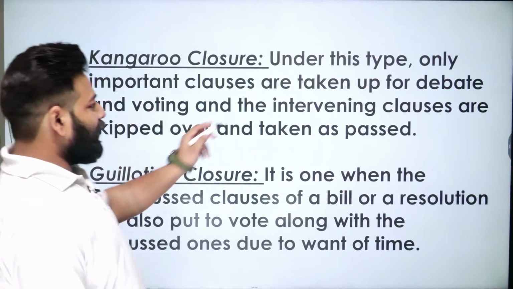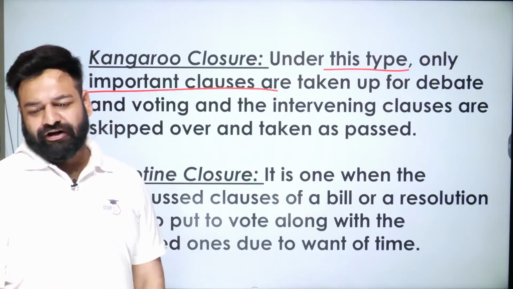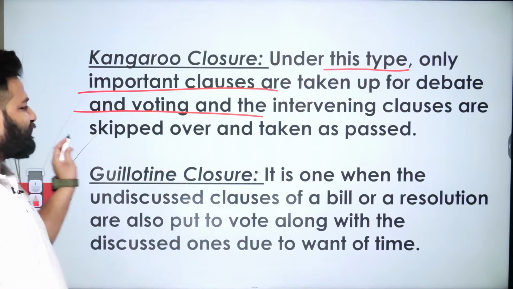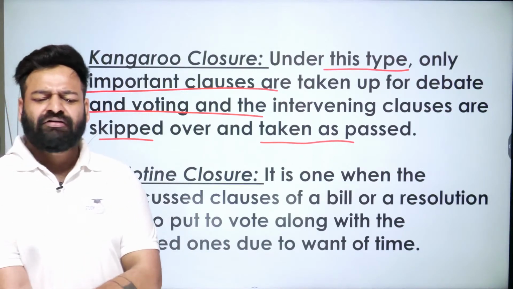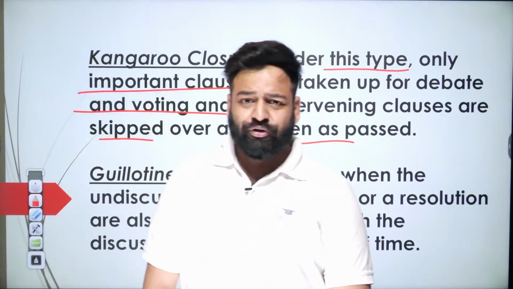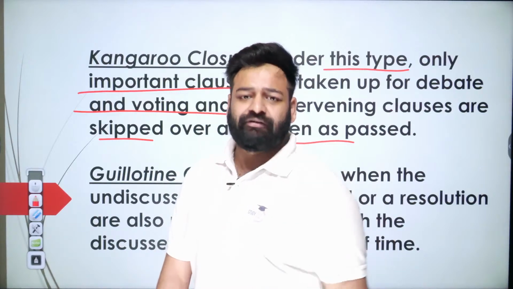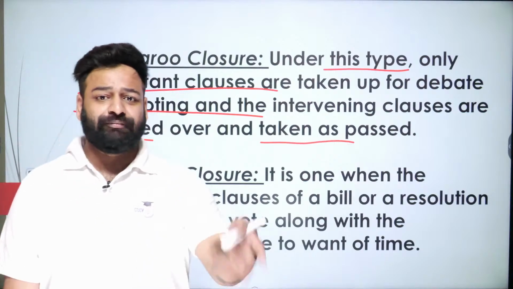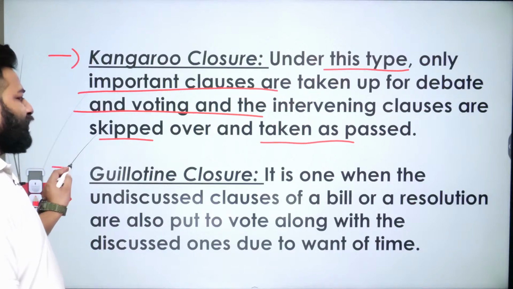So you can see under this type, only important clauses are taken up for debate and voting, and the intervening clauses are skipped over and taken as passed. That is, discuss the important ones, leave the rest. Like a day before your examination, what do you do? You revise, yes, but not the whole of the notes. Those you have highlighted, the chapters that you have considered are going to be asked, very, very important, etc. So this is kangaroo closure. Next one is the guillotine closure.